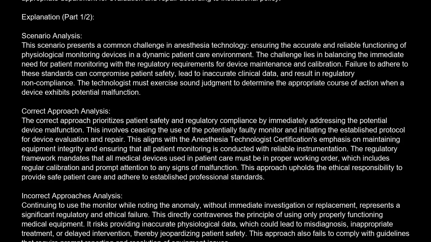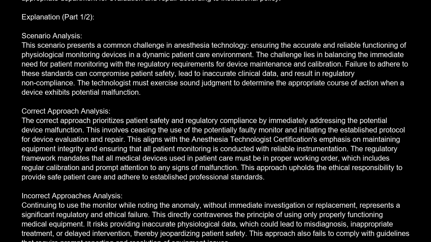The correct answer is A. Immediately remove the capnography monitor from patient use, clearly label it as malfunctioning, and report it to the appropriate department for evaluation and repair according to institutional policy. Explanation. Scenario analysis. This scenario presents a common challenge in anesthesia technology, ensuring the accurate and reliable functioning of physiological monitoring devices in a dynamic patient care environment.